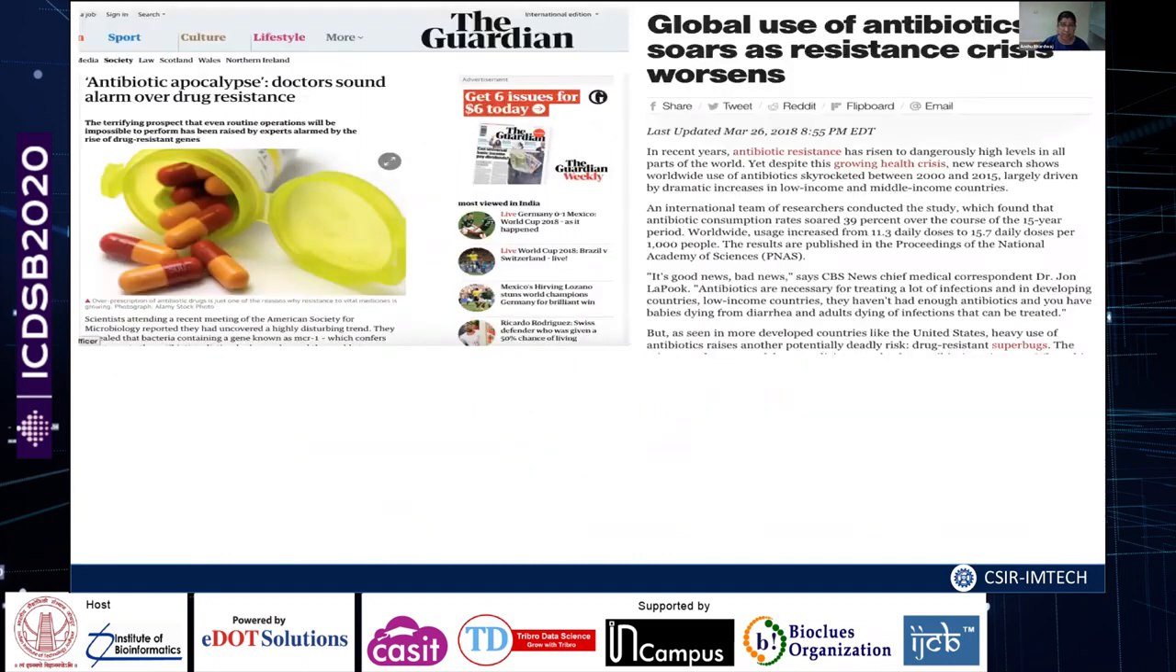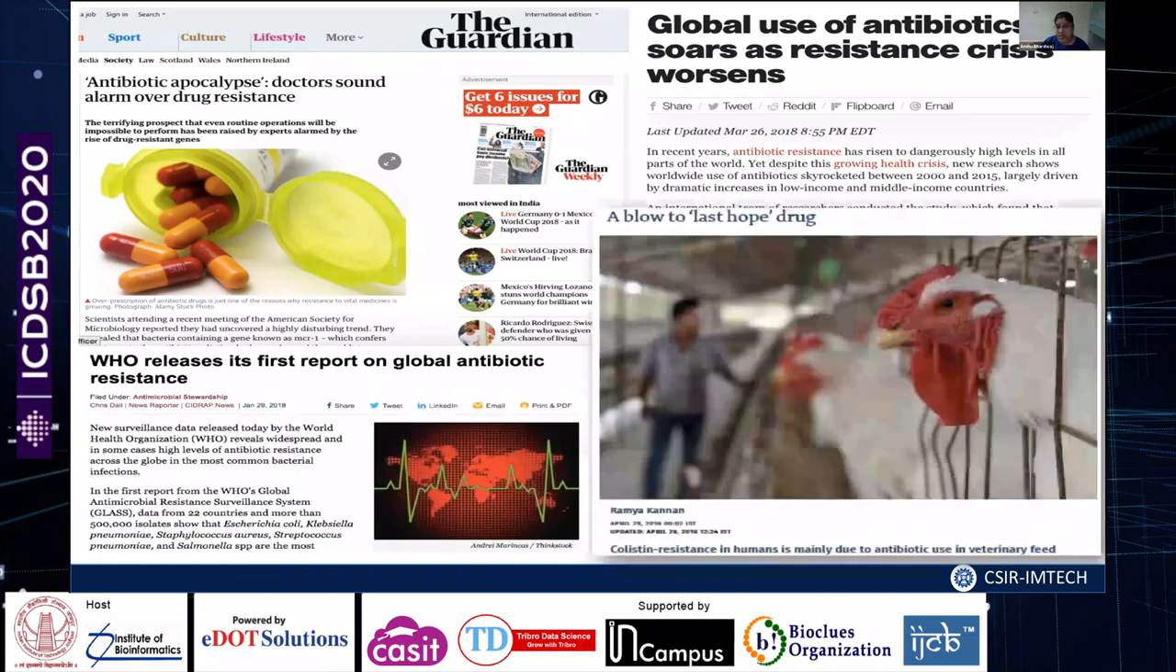Now, this is no more a problem that is only published in the scientific literature. You will see this in popular media, news articles. And given that we are living in an era of pandemic, antimicrobial resistance is a sleeping pandemic. This realization has to come sooner rather than later, that these are pandemics in the making and we should address them immediately before it gets too late.